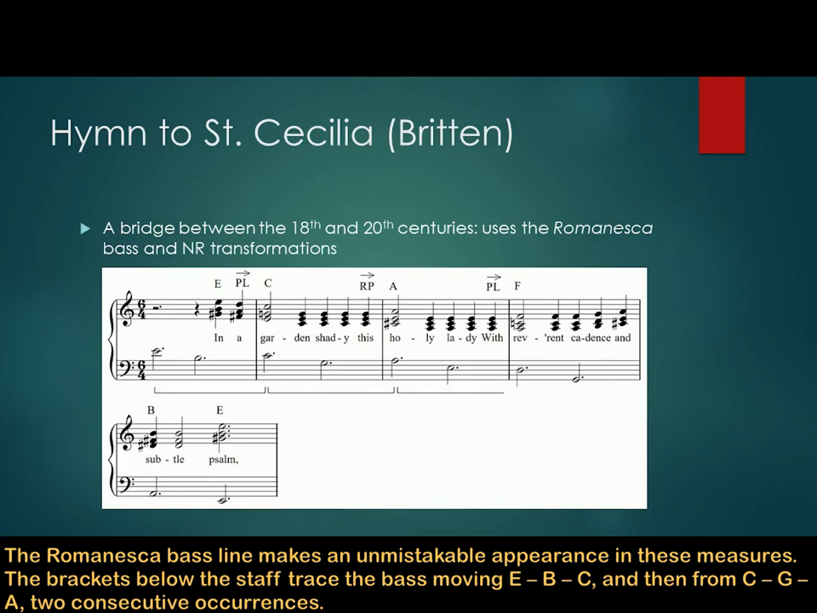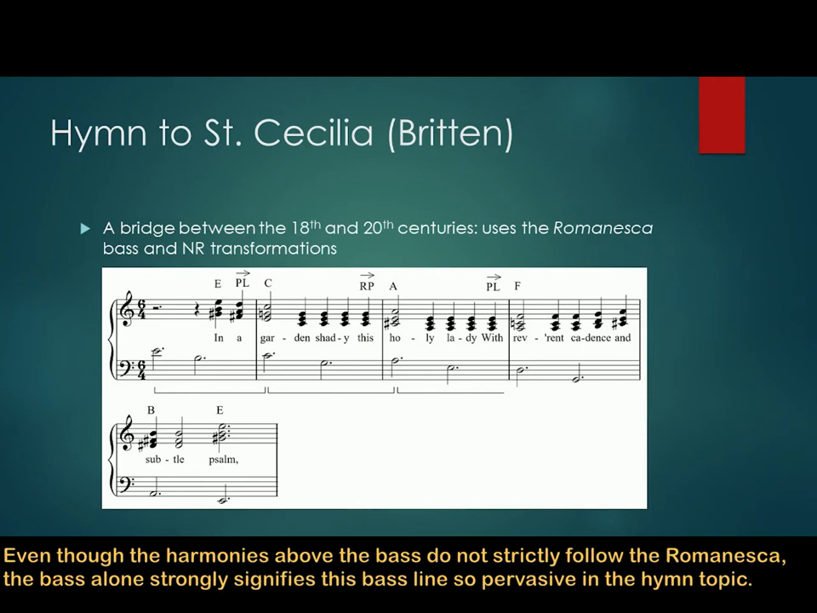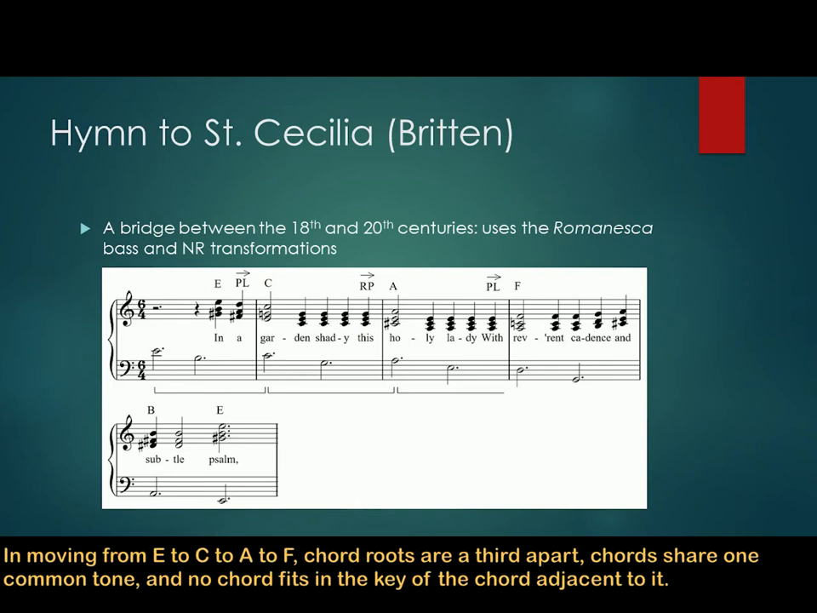The brackets below the staff trace the bass moving E, B, C, and then from C to G to A, 2 consecutive occurrences. An incomplete third bracket shows a partially completed third iteration of this pattern from A to E to D, where D replaces the expected F, which does in fact appear in the soprano. Even though the harmonies above the bass do not strictly follow the Romanesca, the bass alone strongly signifies this bass line so pervasive in the hymn topic.